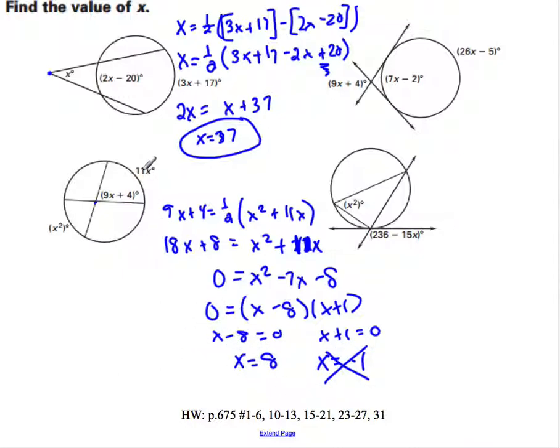I check the 8. 8 times 11 would give me 88 degrees here. 8 squared would give me 64. Plus 8 would be 72, plus 4 is 76 degrees right there. So I say 64 plus 88. 64 plus 88 is 152. Half of 152 is 76. So I'm doing just fine. 8 is my only solution.